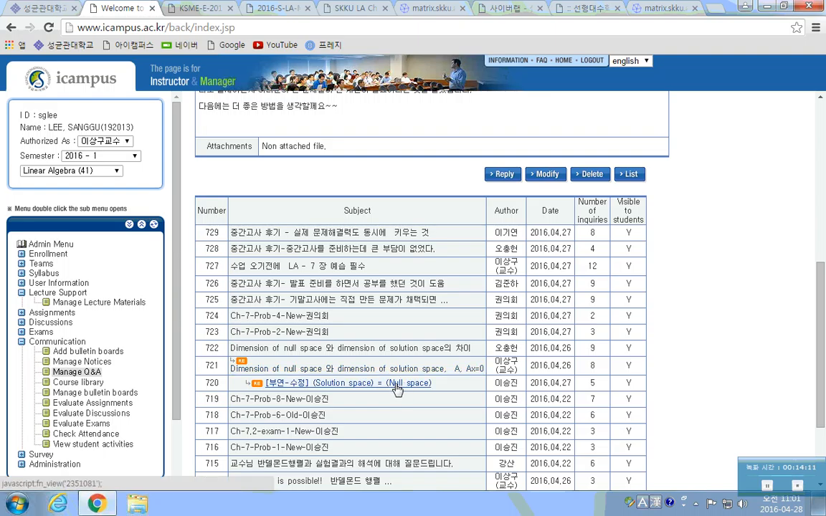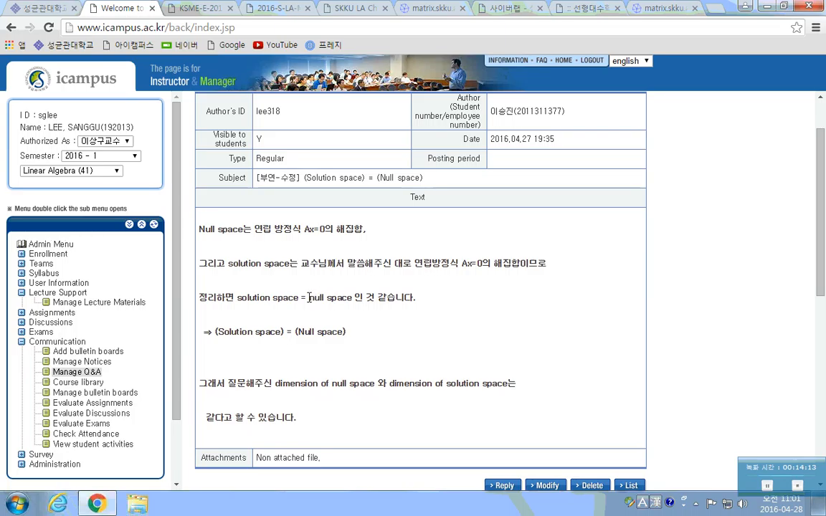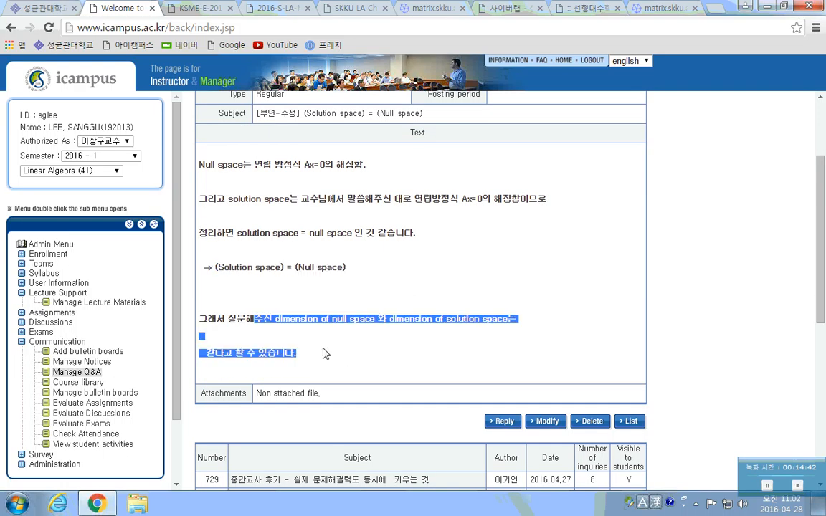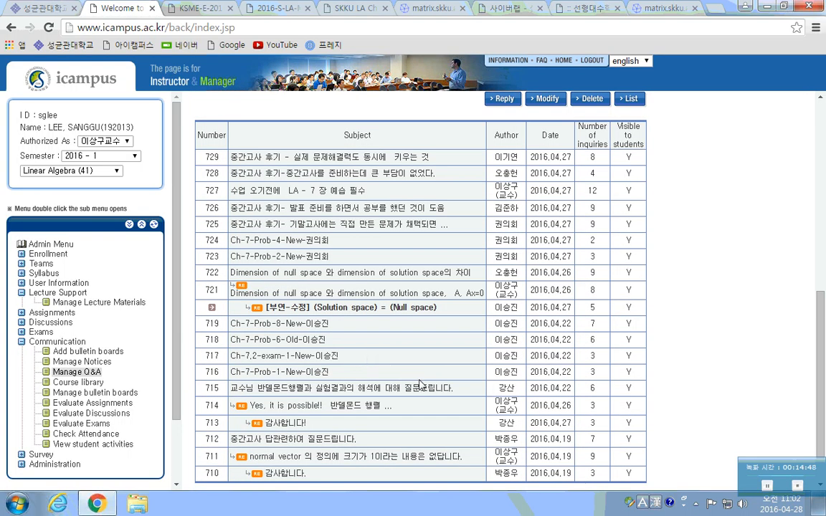And also, Mr. Oh Chung-han answered that the null space is the solution set of this homogeneous linear system of equations. And the null space is defined for a matrix A instead of this homogeneous system of linear equations. But eventually, those are the same subspace in Rn. So we can tell that the dimension of the null space and the dimension of the solution space are also the same. I think that's it.